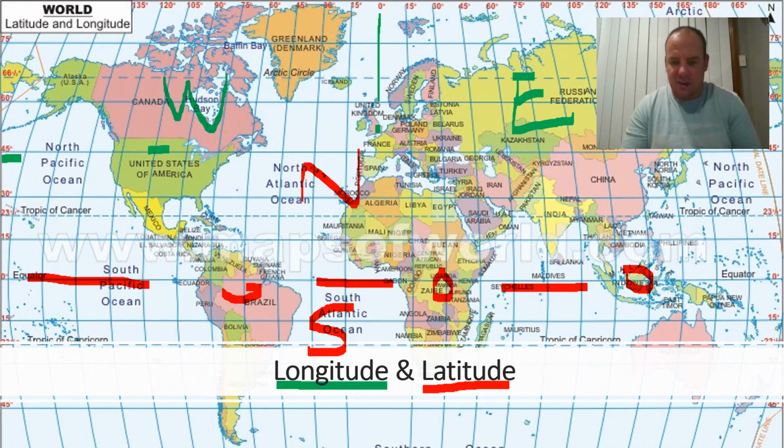So Australia, you can't see, it's just down here. We're obviously in the eastern and southern hemisphere. So if we're giving a location for Australia, it'd be at roughly 130 degrees south, 135 degrees east, something roughly like that. Okay.